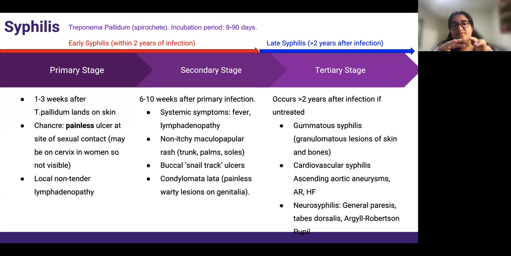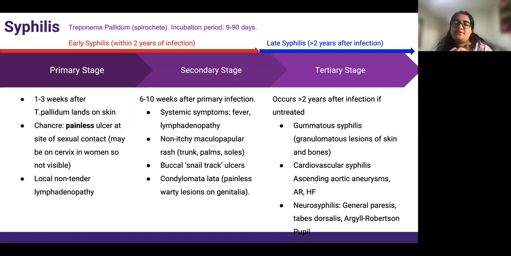And then syphilis becomes latent. So there's an early latent phase, which is within a year of contracting syphilis, and then a late latent phase, which is a year after. But after this point, you enter something called tertiary syphilis, which, as you can see from the top of the slide, is greater than 2 years after the primary infection. And you only progress to any of these stages if the patient is left untreated.